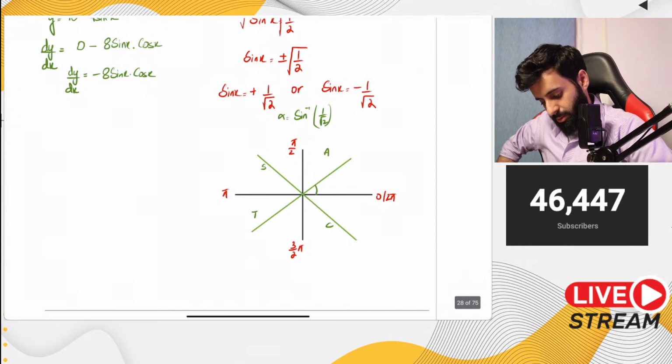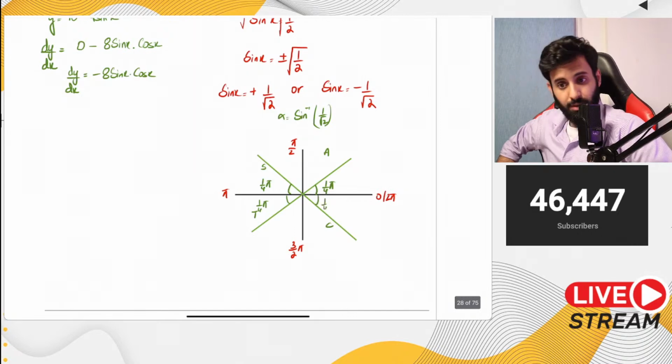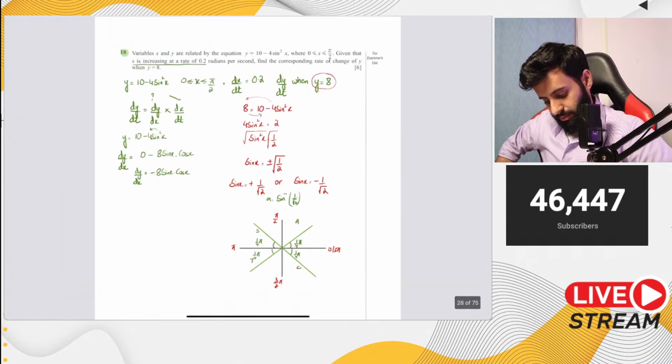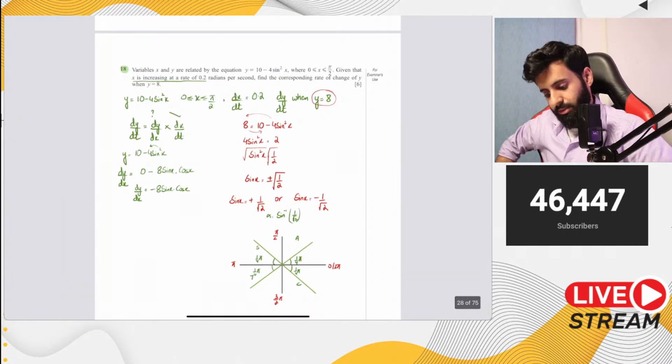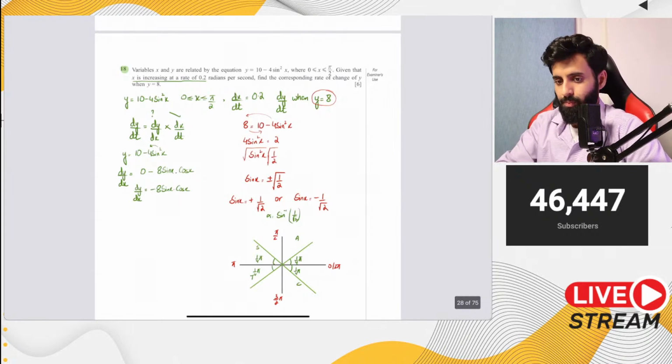That's a question for you guys while I'm writing this. 1 upon 4 pi here, 1 upon 4 pi here, 1 upon 4 pi over here, and 1 upon 4 pi over here. So what value of x am I going to take over here? Here's the entire question, that might help. Tell me. Which ones do we take, which ones do we reject?